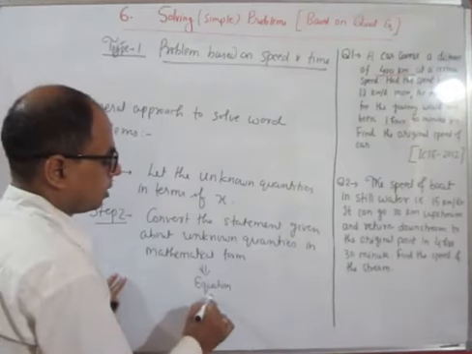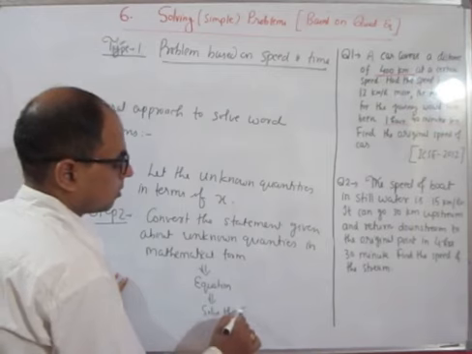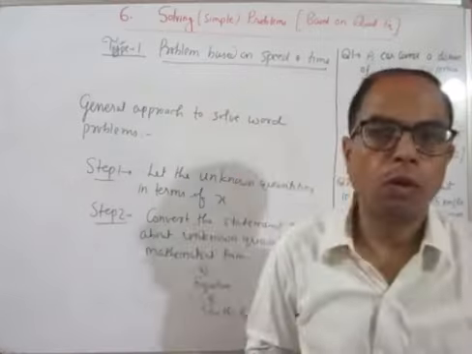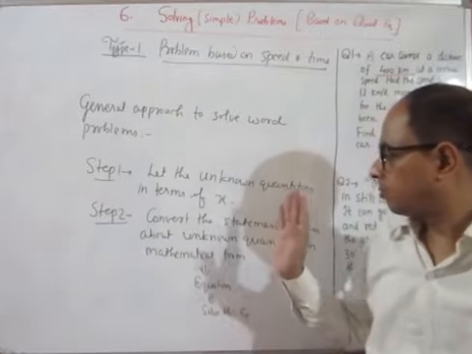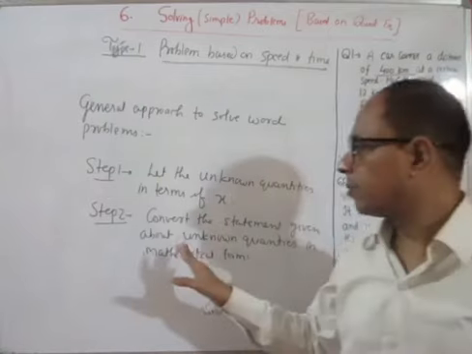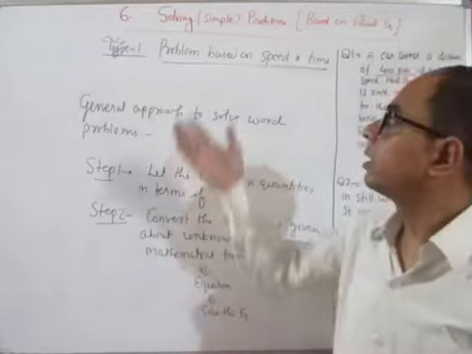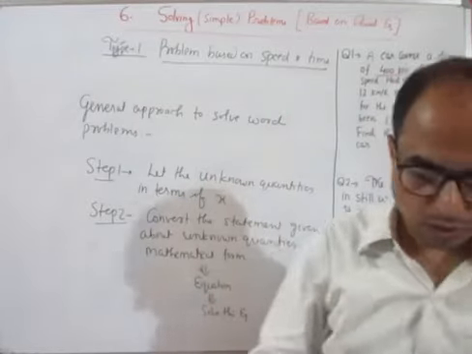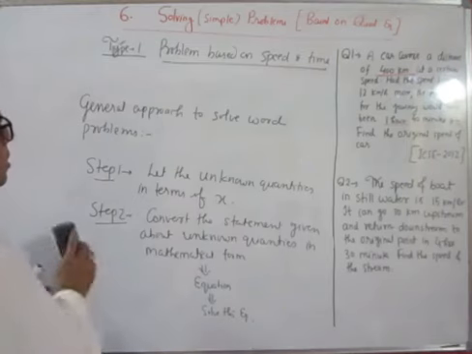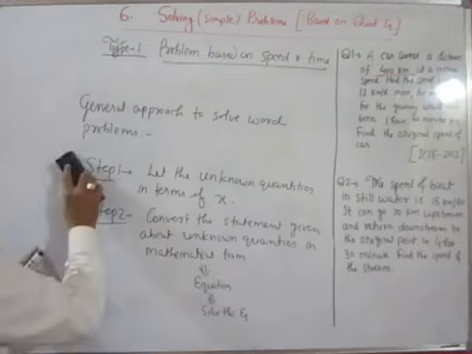Now after that, solve this equation. So this is the general approach to solve word problems of this chapter. Now using this approach, I am going to discuss question type wise. So it will be convenient for you to solve the questions type wise. Clear? So using this approach only, we are going to discuss type wise.